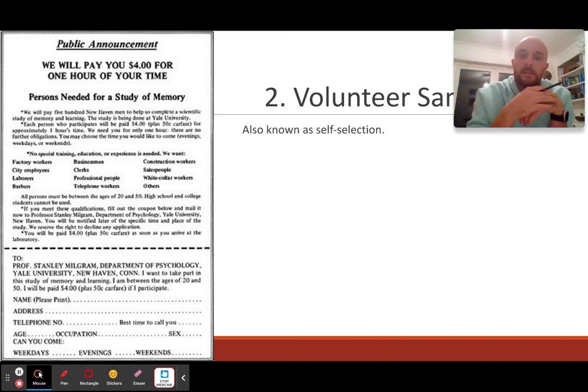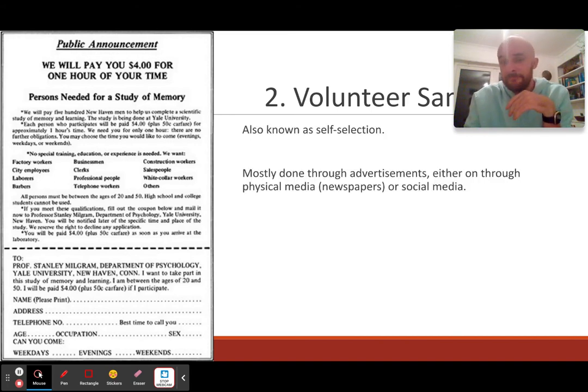Now, volunteer sampling is also known as self-selection. And it's done mainly through advertisements. Formerly, it used to be done in newspapers. Not really done anymore. It's mostly done through social media now. So getting them to fill out Survey Monkeys or Google Forms, for example.